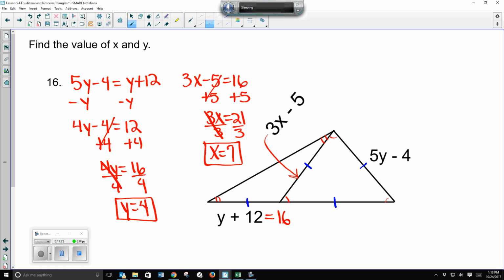What now? What's the question? Why would 3x minus 5 equal 16 again? Because if I know the measure of this side, and I do, it's the same as the measure of this side. And if this side is 16, then that means 3x minus 5 has to equal 16.